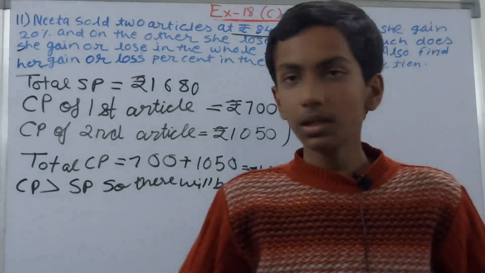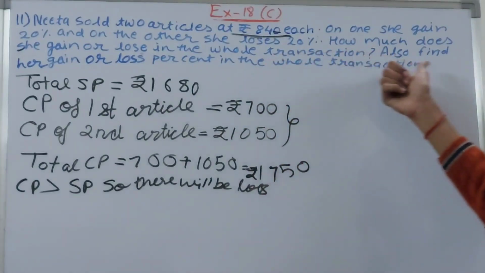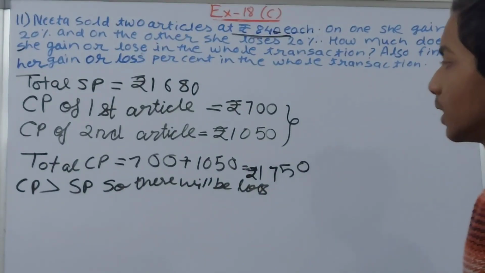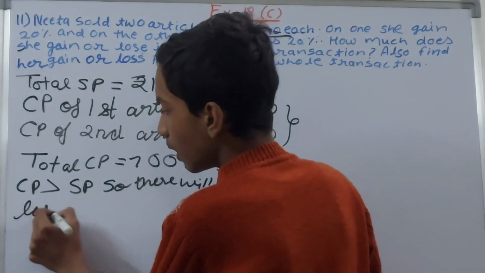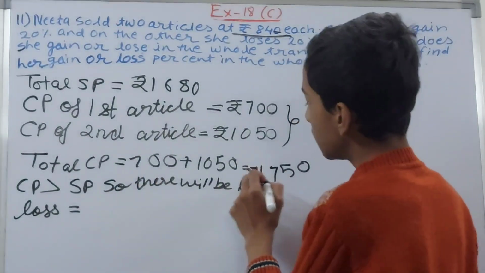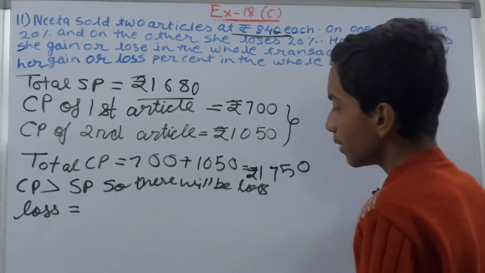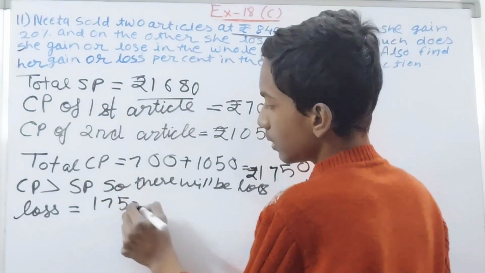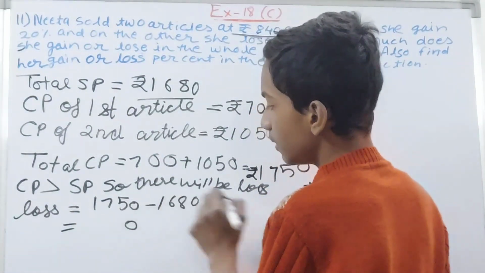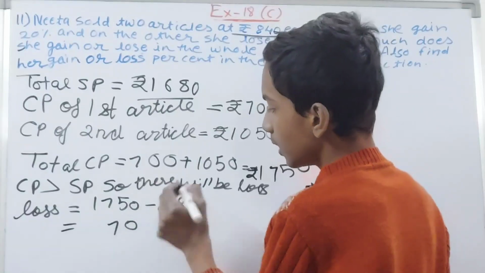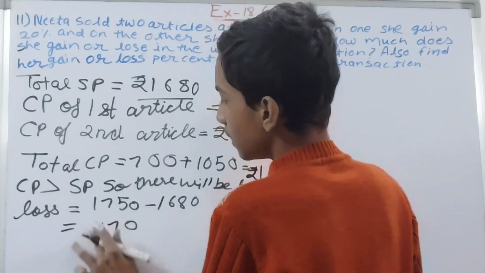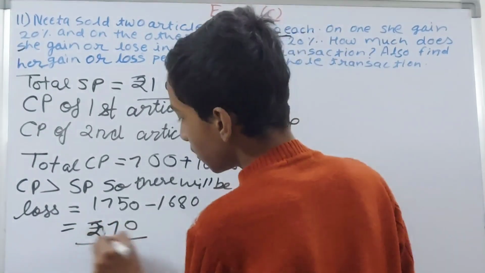Now when there is loss, it says also find her gain or loss percent. So we need to find her gain or loss percent. How much is the loss, how many rupees were lost in the transaction? Subtract the smaller one from the greater, so subtract 1680 from 1750. So 0 minus 0 is 0, 15 minus 8 is 7, 6 minus 6 is 0 and 1 minus 1 is 0. So don't put this 0. So she loses rupees 70 only in the entire transaction.